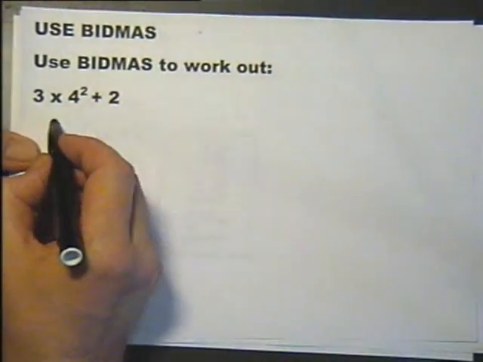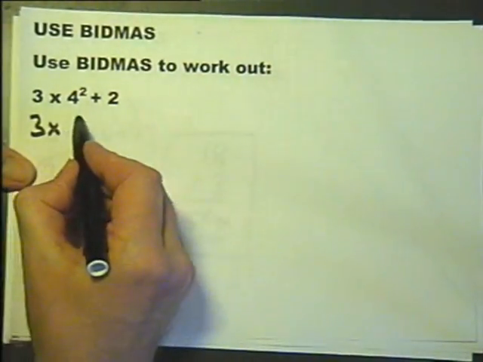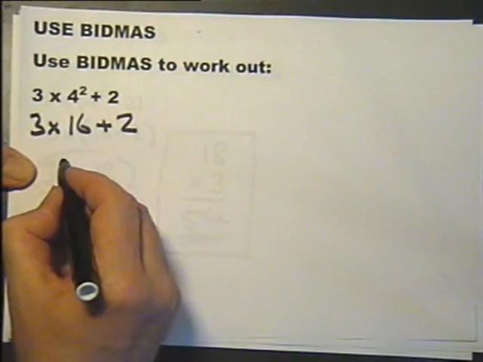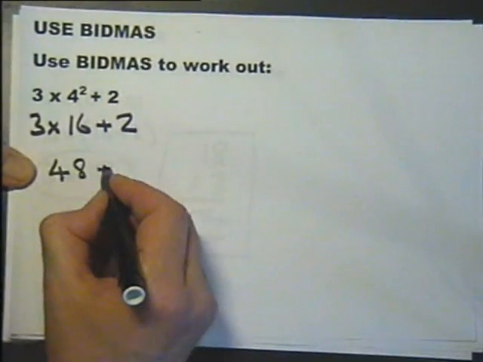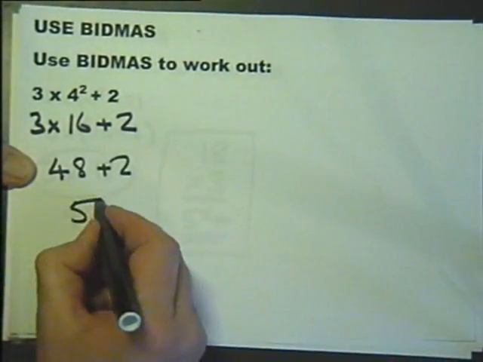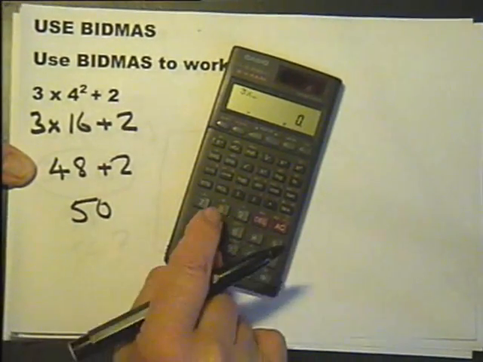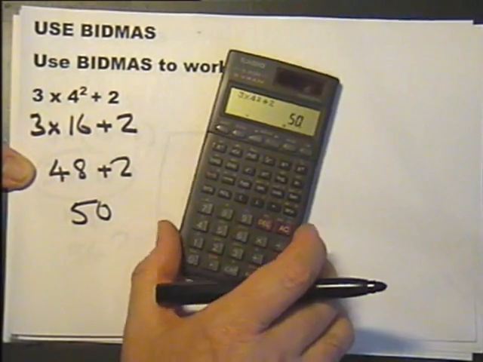So, taking more care, we'll do the indices first. Now we'll do 3 sixteens. Now we'll add the 2 on. It's not a calculator question, but I'm just going to do this just to make sure I haven't made another silly mistake. Oh, hallelujah.